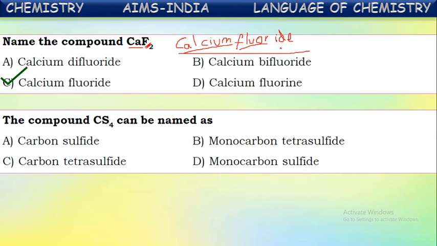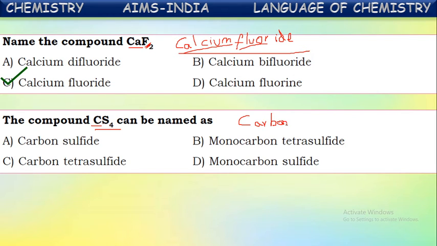Next, the compound carbon tetrasulfide can be named. I have given the name directly. CS4 can be named. If you observe this compound, there are two non-metallic atoms, so this comes under the third type of binary compound. While naming the third type of binary compounds, first we write the name of the first non-metal. Here the first non-metal is carbon. First we write directly carbon.